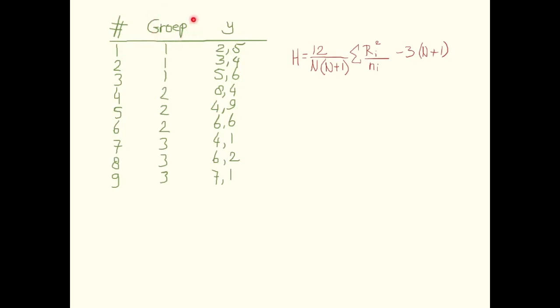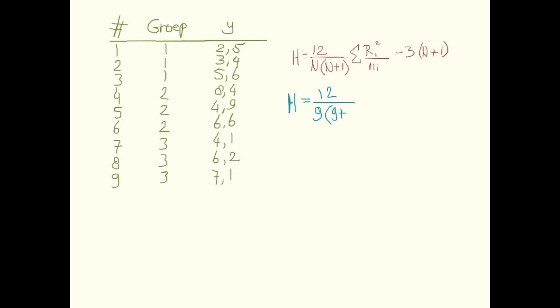In the table you see the participant numbers 1 through 9, and the participants are divided between 3 groups or conditions. There are 3 participants in each condition. In the column y, you can see the scores you measured on your dependent variable. To fill in the formula, we will start with the first fraction, 12 divided by N times N plus 1.